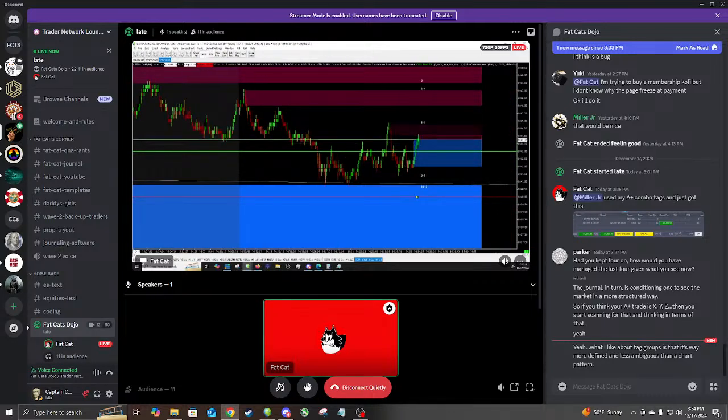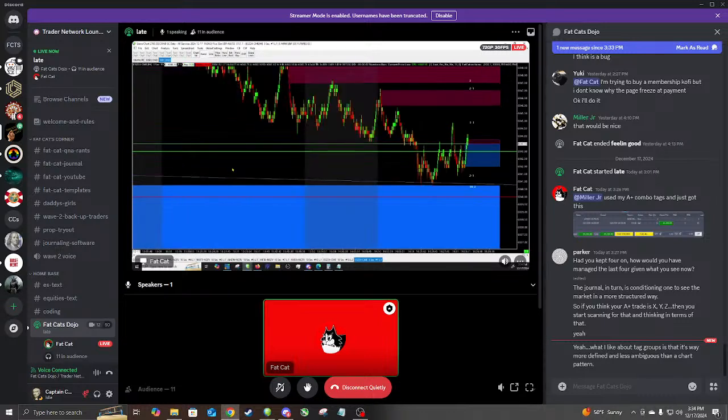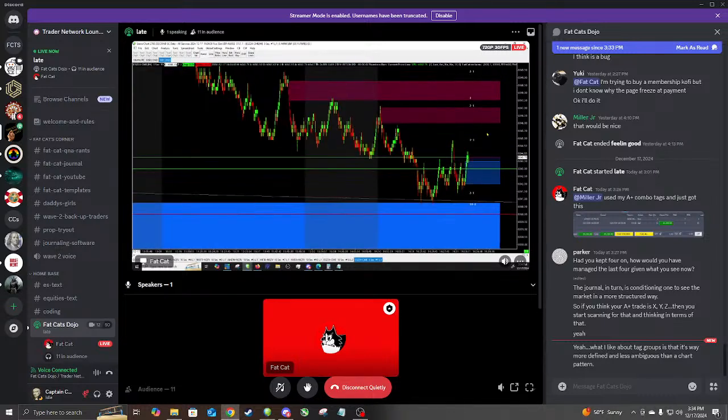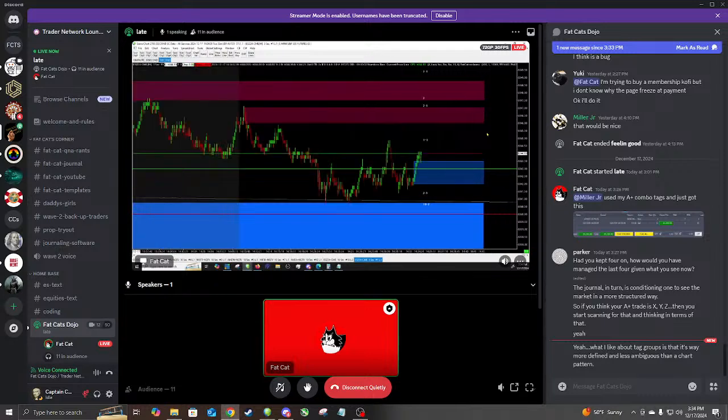I'm not going to mark it. It's not fully committing. It's willing to take this reclaim back. Is it going to range expand? Is it willing to run liquidity?